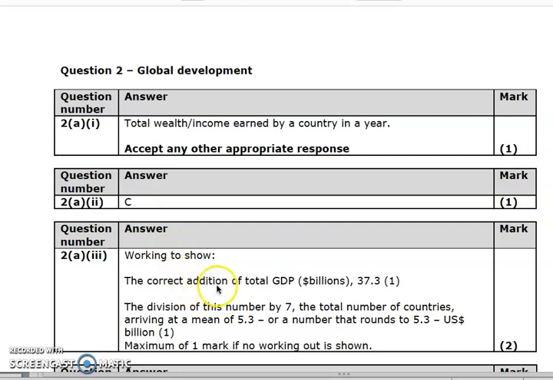And then the answer would be 5.3. It has to be 5.3. If you give more decimal points or you've rounded it incorrectly, you would not get the marks. So be very careful on that.